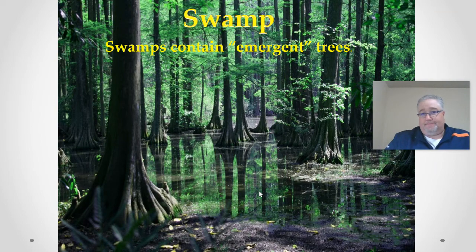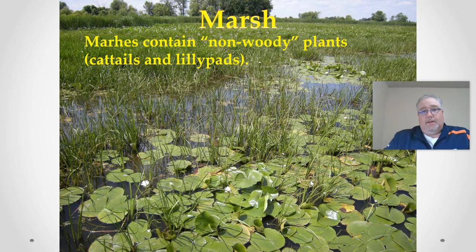This is a swamp. The biggest thing you see here in this swamp, this is shallow water. You see some emergent plants, right? But these are trees. So if you've got emergent trees, you've got a swamp. A lot of swamps are in the southern part of our country. We have a lot of swamps down in Louisiana. There's some in Florida, Alabama, those places. We don't see a lot of them up here in Northwest Indiana.